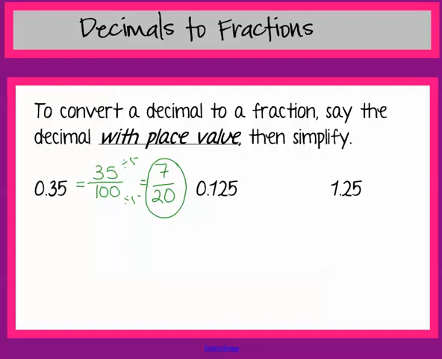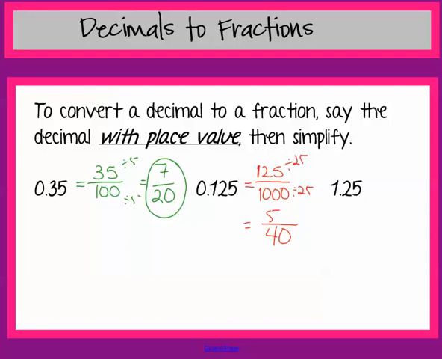The next example says 125 thousandths. So think about that, 125 over 1000. We can simplify that. I know that I have a common factor of 25. So if I take 125 divided by 25, that leaves me with 5. And 1000 divided by 25 leaves me with 40.